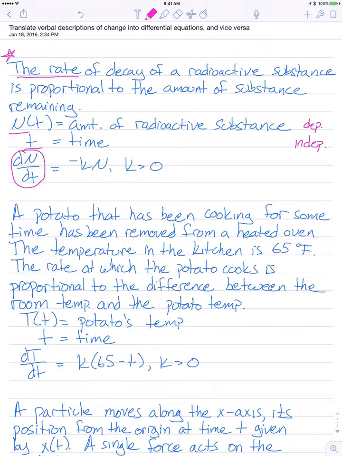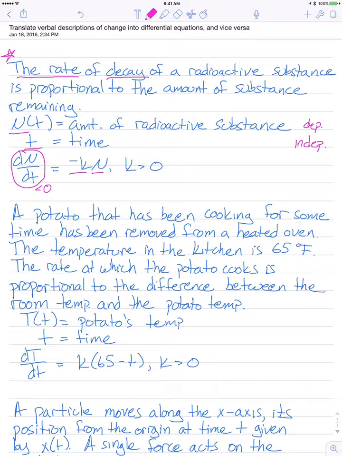And we see the word decay. So first, we know that n should be decreasing. If n is decreasing, then dN/dt from calculus should be negative, since we want decay to happen. So I'm going to put a negative sign here. That's the first thing. And it says it's proportional to the amount of substance remaining. Well, proportionality just means a constant times. So I'm going to write a constant times the amount of stuff that's remaining, which is just n. So we get the rule dN/dt equals minus kn.